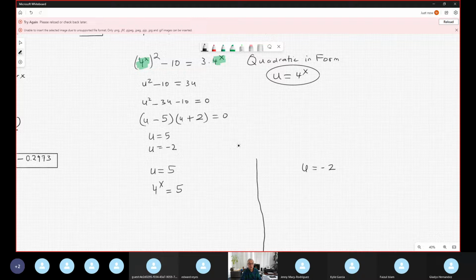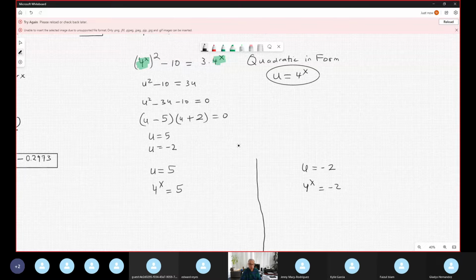I have one exponential equation, and the only possibility for solving it is using logarithms, because 5 and 4 we can never express using a common base. No, never. And the other is 4 to the x equal minus 2. Maybe this is possible, but I don't know. So I apply logarithm to both sides.